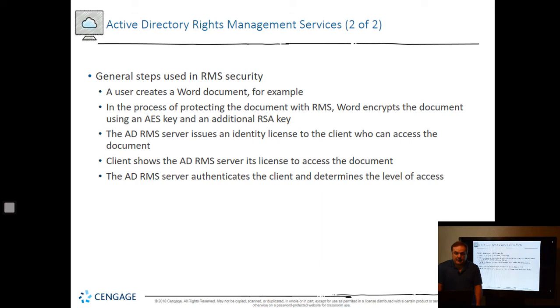The AD-RMS server issues an identity license to the client who can access the document. The client shows the AD-RMS server its license to access the document. So these certificates are exchanged. So the keys are exchanged using the certificates. So the access to the file is given to the user. And if they don't have these proper certificates, then they don't have access to it. Now all this kind of stuff happens in the background. So the user themselves don't really have to worry about it.